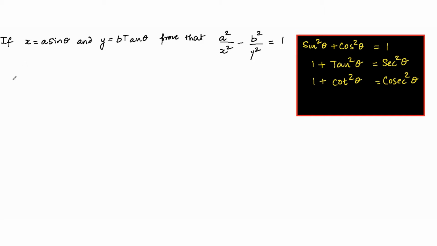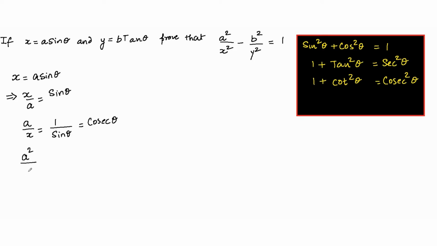So it's given that x is equal to a sine theta, which means x upon a is equal to sine theta. And if I take the reciprocal on both sides, I get a upon x is equal to 1 by sine theta, which is nothing but cosec theta. So I have a by x equal to cosec theta, which means, squaring both sides, a square by x square is equal to cosec square theta, right? So this is my first observation.